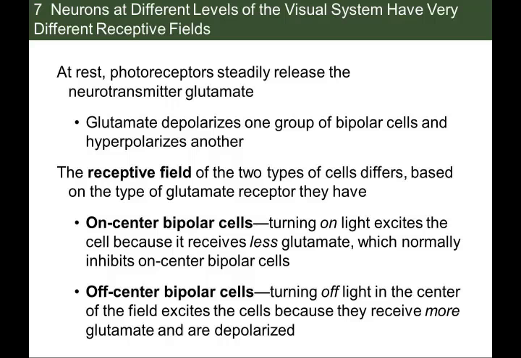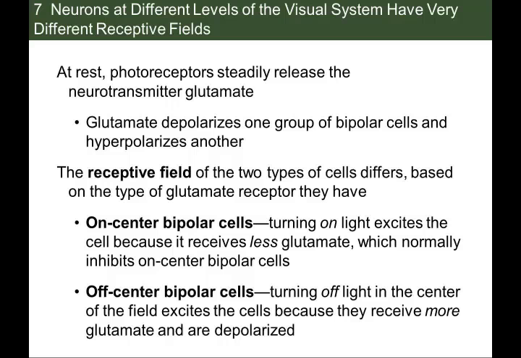So here you have the cones or whatever. You have a cell. You have a stimulus, which is illumination or light on the center of that visual field. As a result of that, you're going to have a decrease in the amount of glutamate being released. It only happens on the light onset that you get a decrease of glutamate.